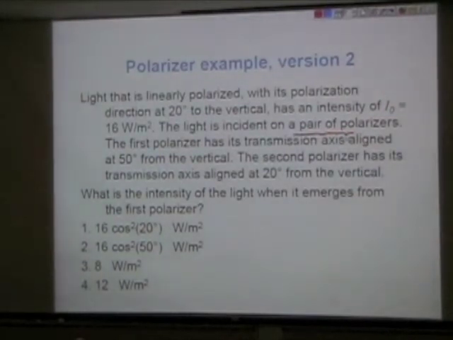So, the easiest way to solve a problem is to draw a picture. Again, you have two polarizers. That's the vertical axis. This is the transmission axis for the first polarizer, 50 degrees. And this is the transmission axis for the second polarizer, 20 degrees.